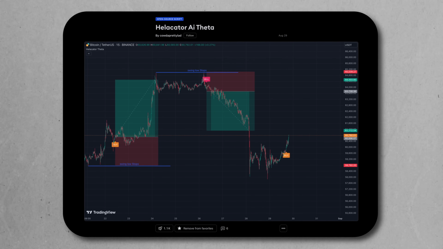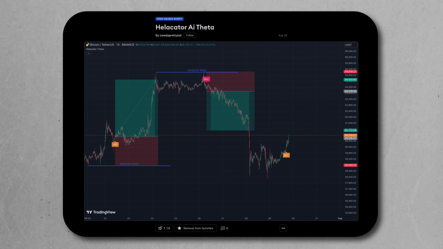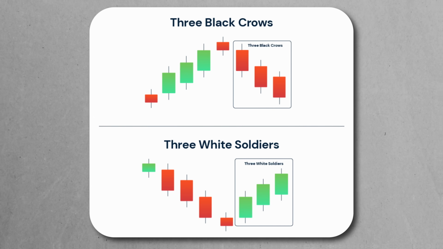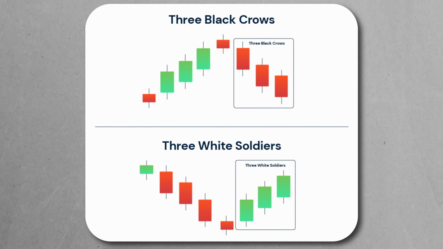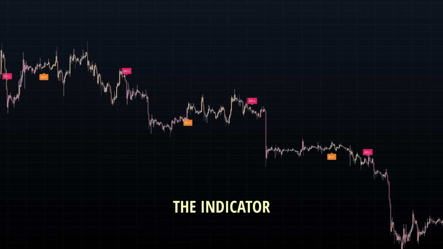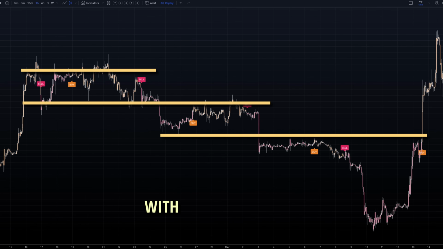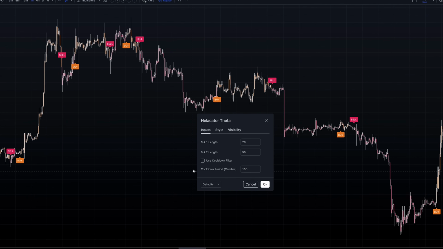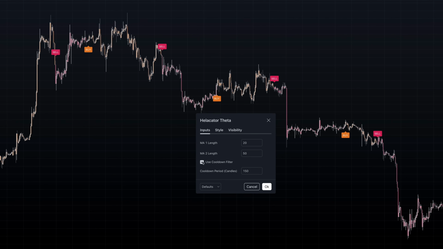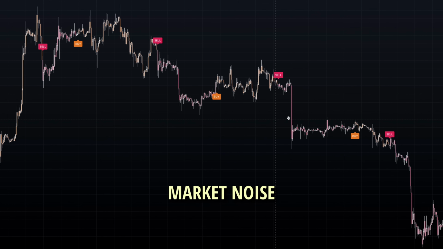The Helacator AI Theta by Lad is an advanced TradingView indicator designed to identify potential market trend reversals. By integrating 3 white soldiers and 3 black crows candlestick patterns with moving average analysis, it generates trading signals. The indicator validates signals through trend confirmation techniques, ensuring alignment with broader market movements and reducing false positives. Its cooldown mechanism prevents overtrading by implementing a customizable period between signals, potentially minimizing market noise.